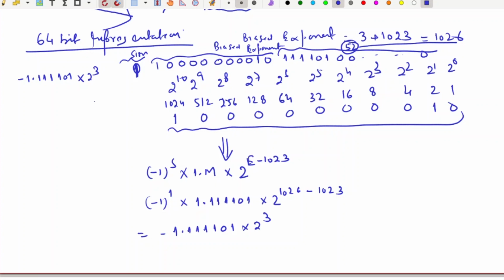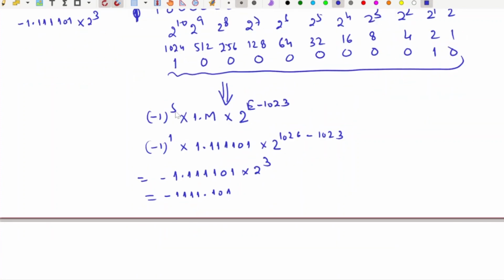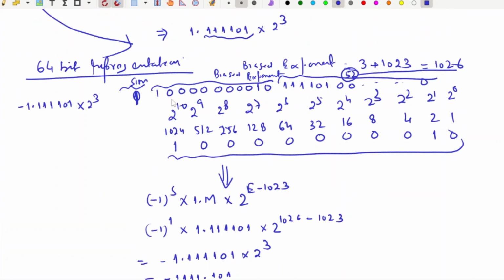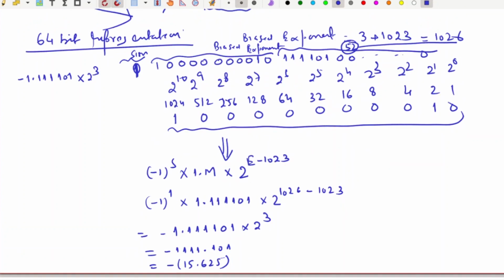This is also written as minus 1111.101. When we convert this number to decimal, it is minus 15.625. So this is the way of representing minus 15.625 using the IEEE 754 double precision standard. Here 64 bits are used to represent a number.